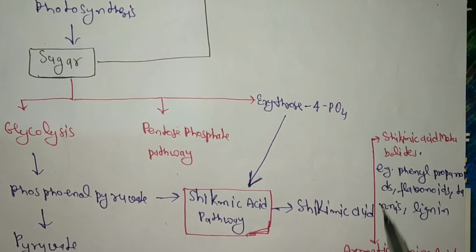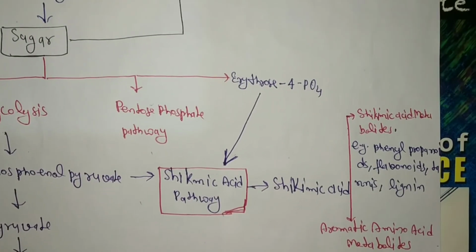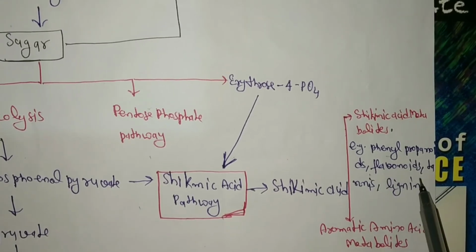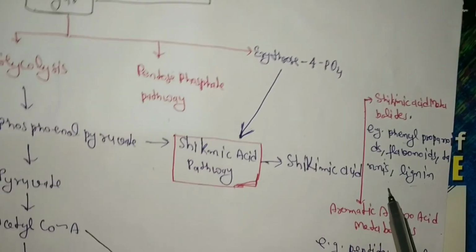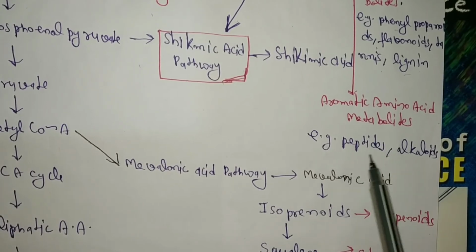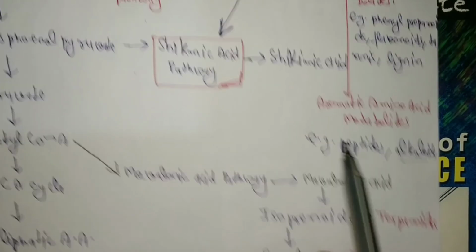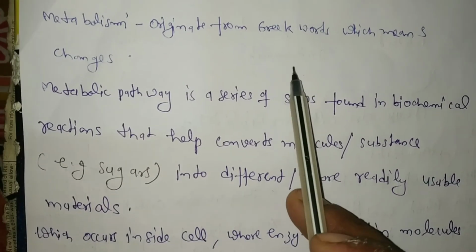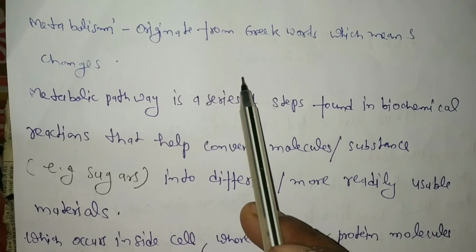There are two types of components: shikimic acid metabolites and aromatic amino acid metabolites. Shikimic acid metabolites form phenylpropanoids, flavonoids, tannins and lignins. All are beneficial components for human beings, and also plants. And aromatic amino acid metabolites, for example peptides and alkaloids. This is the primary introduction to the basic metabolic pathway. In the next lecture we will discuss the shikimic acid pathway.